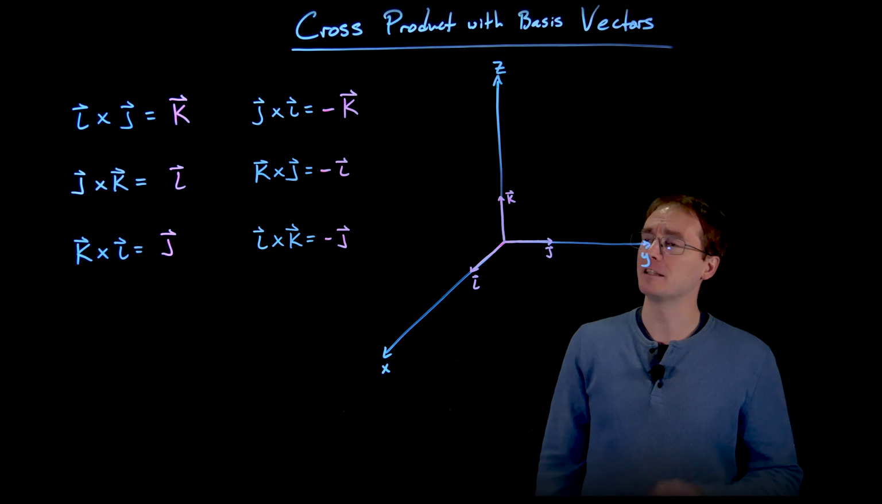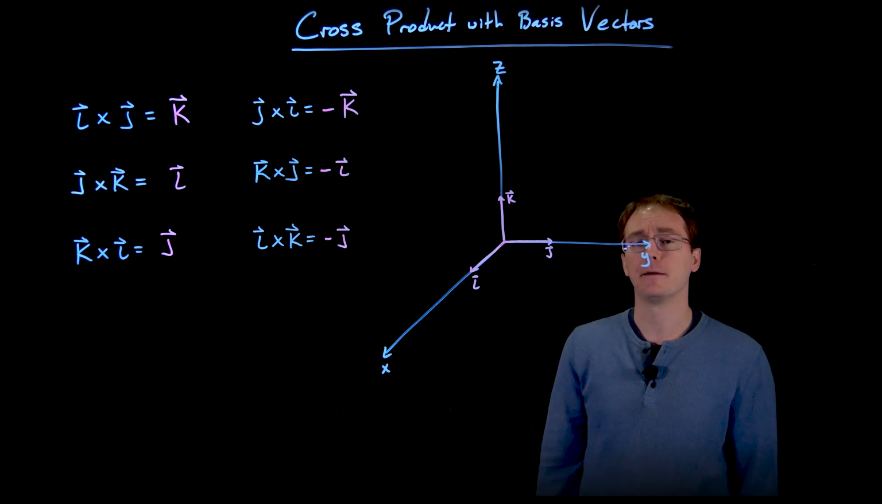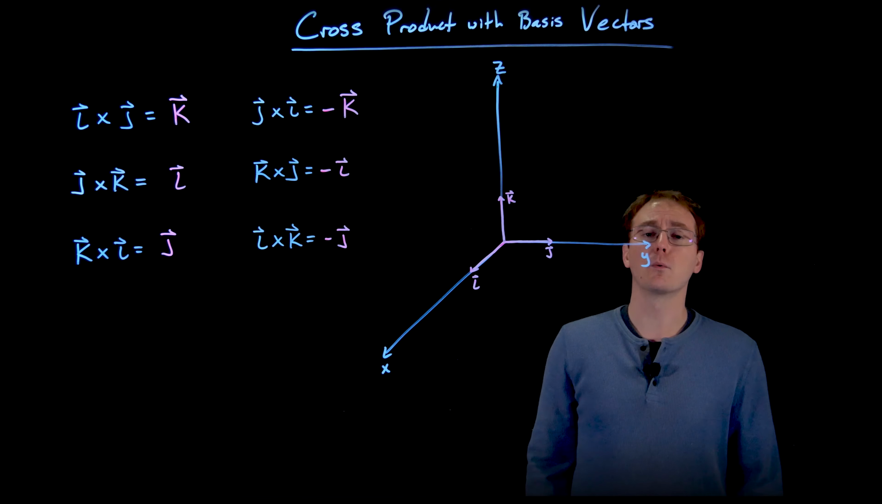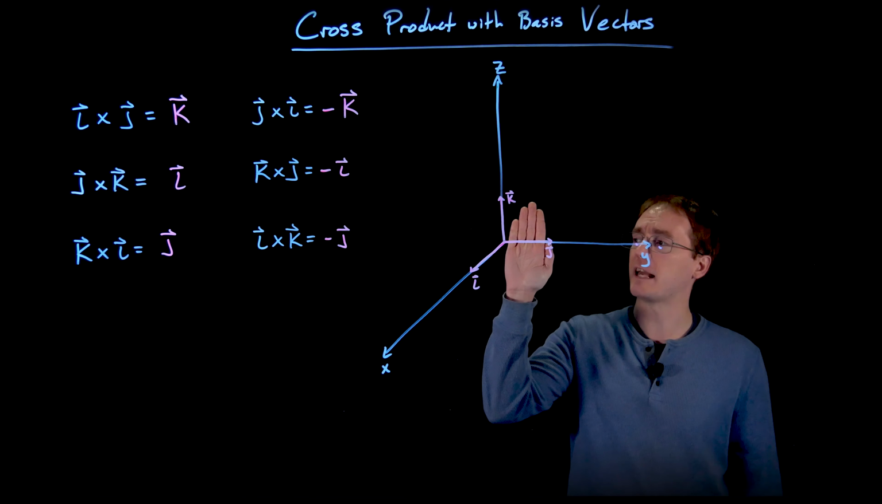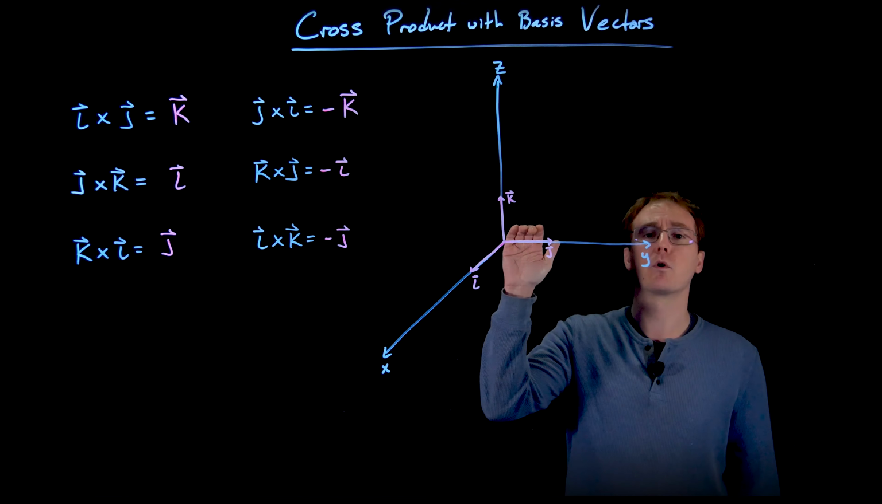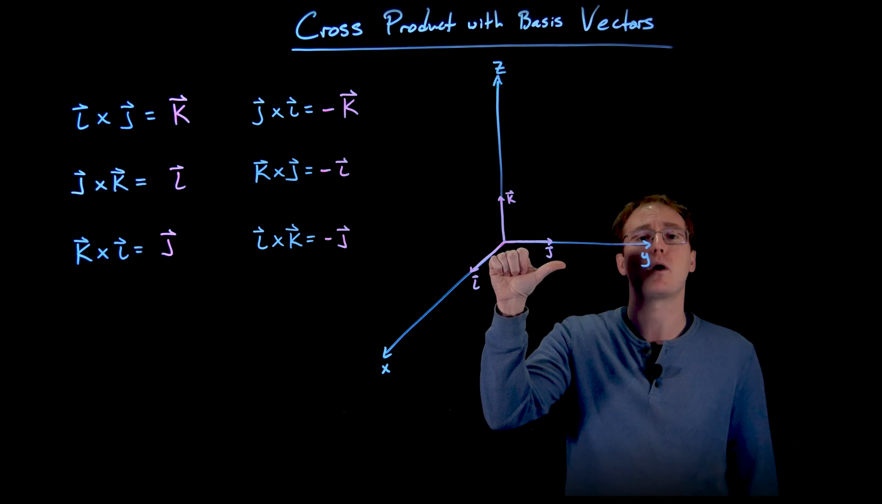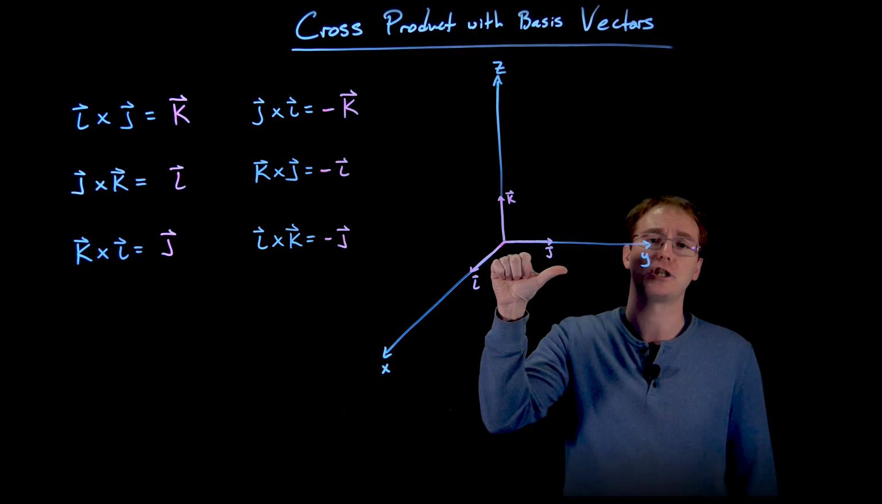All right, only a few combinations left to go. Up next, we're going to look at K crossed with I. And so again, using our right hand rule, we're going to point our fingers in the direction of the positive z-axis, or in the direction of K, and then curl them towards our vector that points in the I direction, or in that positive x direction. And our thumb is going to be pointing in the direction of the vector that comes out of this cross product, and we see that that is going to be in the direction of the positive y-axis, and that is going to give us our J vector.